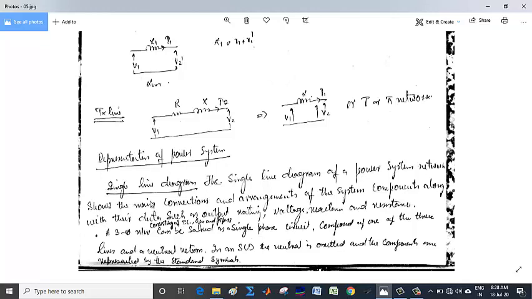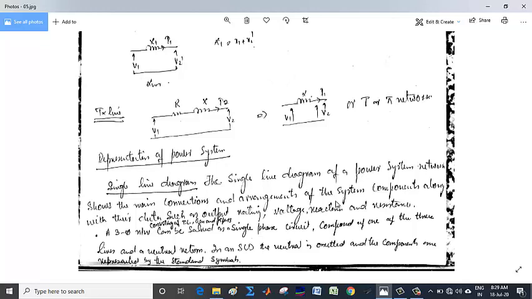So what is a single line diagram? It's actually the representation of the power system in steady state. I haven't written that in here, but you can understand it. We'll first just read out certain sentences. The single line diagram of a power system network shows the main connections and arrangements of the system components along with their data such as output rating, voltage rating, reactances, and resistances. So this is general information about the single line diagram. We cannot say this is the definition.